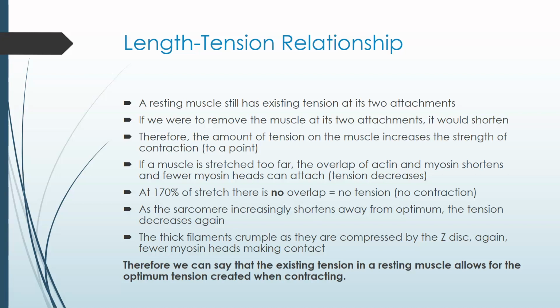As we shorten the sarcomere away from that optimum, the tension decreases again. So an over lengthening of the sarcomere results in minimal tension. The same thing happens if we shorten a muscle too much. If we take a muscle and we shorten it too much, we also begin to decrease its ability to create tension. So if we're shortening a muscle too much, the thick filaments crumple as they're compressed by the Z discs. Again, we can't have good overlap connection between actin and myosin.